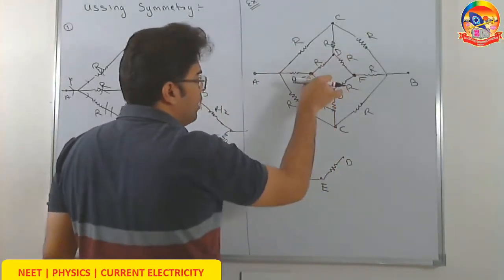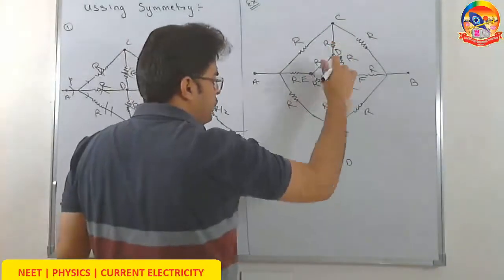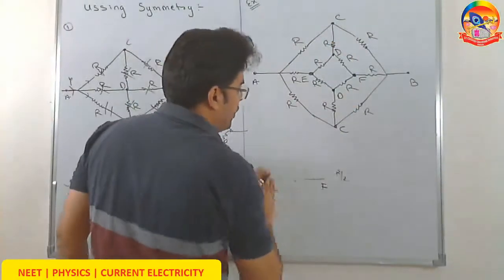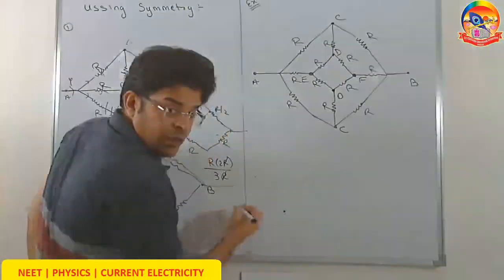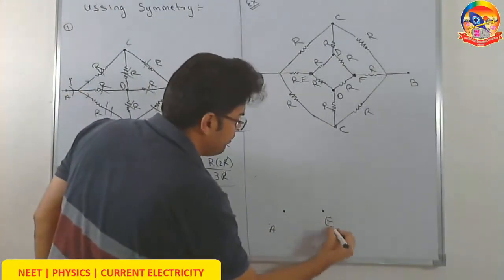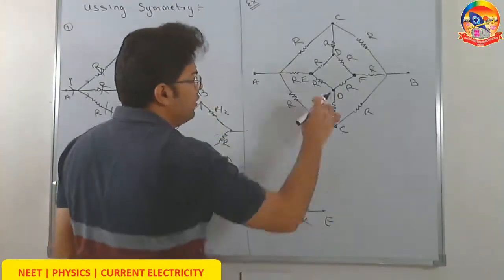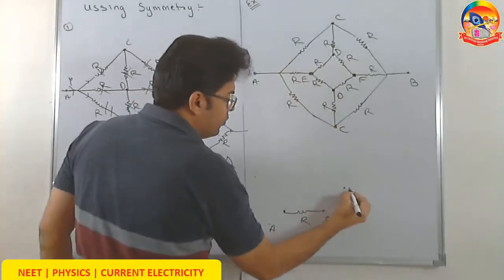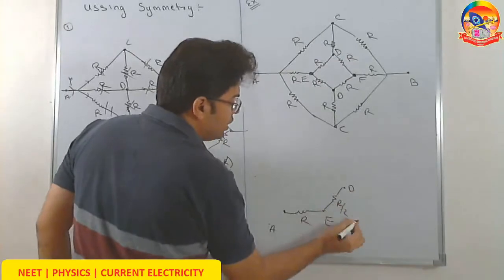So R, these two get doubled, so you get R by 2. Okay, I should have started writing from here. Okay, so this is A, this is E. Between A and E there is 1R. Between E and D there are 2. So draw these two in parallel, that becomes R by 2.